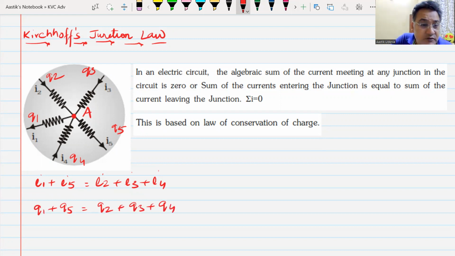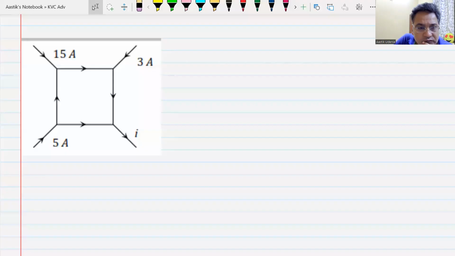I'll give you 2 minutes to note this down. Well, in this diagram that is drawn, you have to tell me what is the value of I.